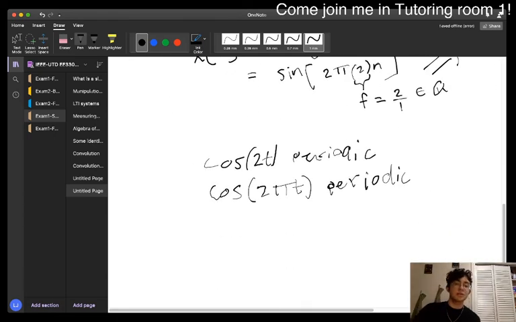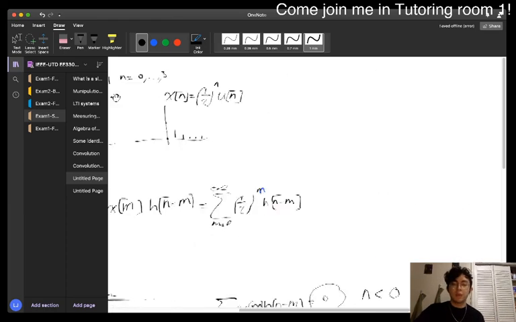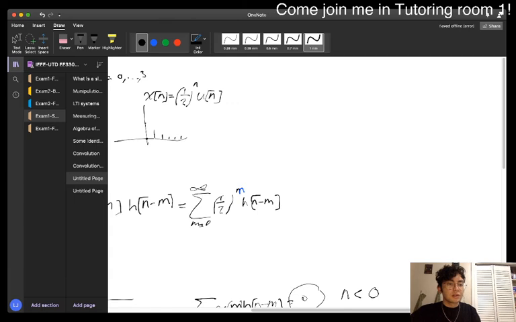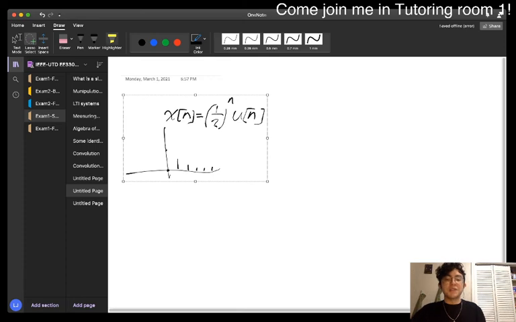Other than that, what can we do now? I haven't done any examples over energy. So if we want to do a quick example of energy, let me make a new page. I'm going to compute the energy of this exponential signal.